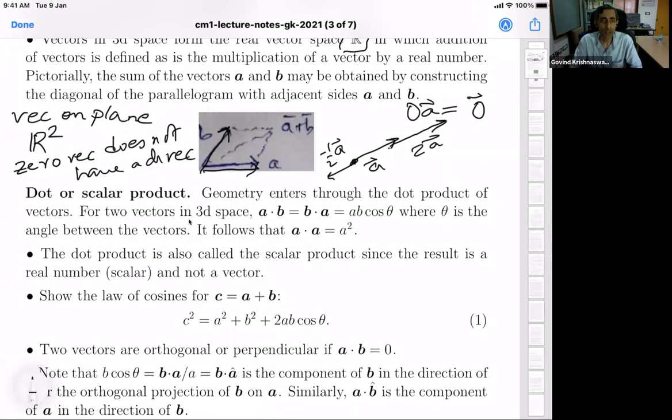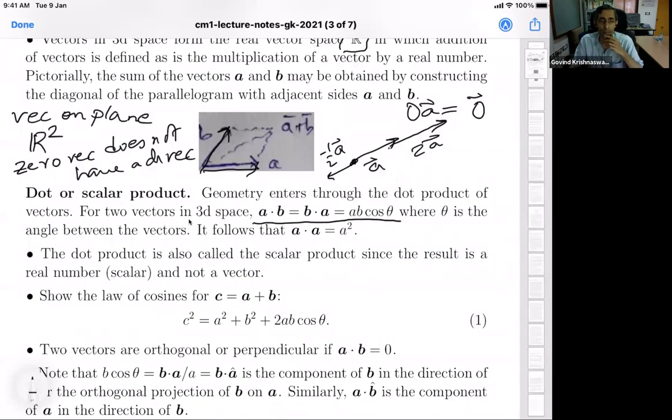So if you have two vectors, call them A and B, we can form their dot product or scalar product. It's called a dot product because its symbol is a dot in between them. It's also called a scalar product because the dot product of two vectors is a real number, which we call scalars, to distinguish them from vectors. And the definition is that the dot product of two vectors is the product of the magnitudes times the cosine of the angle between them.